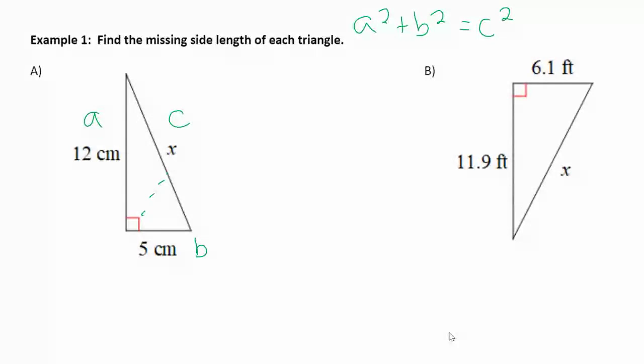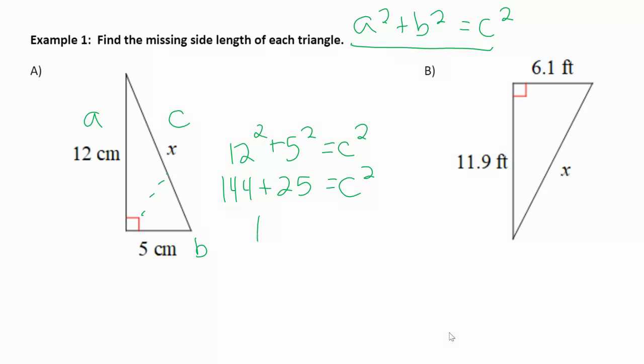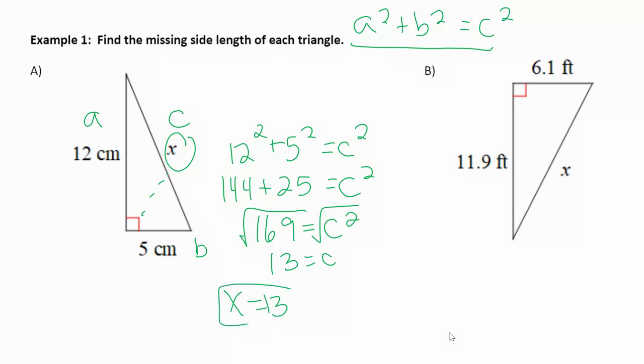So if we put that into the Pythagorean theorem, with a squared plus b squared equals c squared, we get 12 squared plus 5 squared is equal to c squared. We're going to get 144 plus 25 is c squared. This adds up to 169. And then when I square root, I'm going to get 13. So my x is actually 13. That's the length of that part of the triangle.